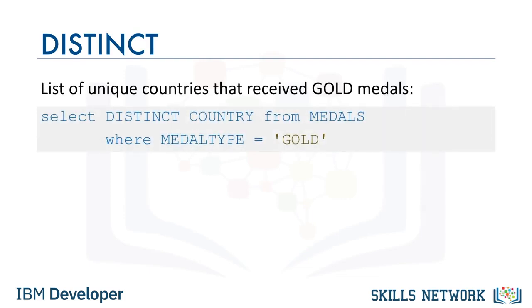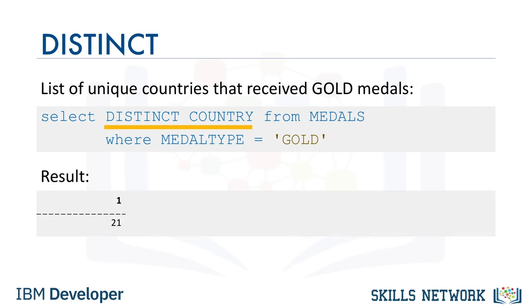In the medals table mentioned earlier, a country may have received a gold medal multiple times. For example, retrieve the list of unique countries that received gold medals, that is, removing all duplicate values of the same country: SELECT DISTINCT Country FROM medals WHERE MedalType = 'GOLD'.